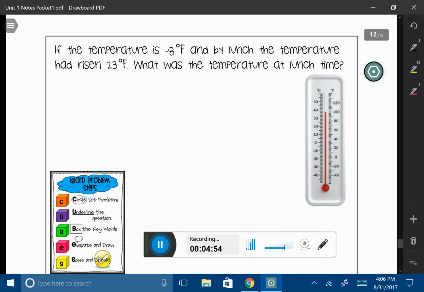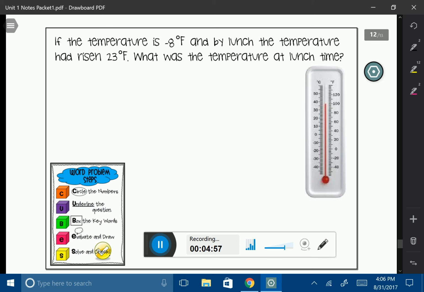Let's try another one. If the temperature is negative 8 degrees Fahrenheit, and by lunch the temperature had risen to 23 degrees Fahrenheit, what was the temperature at lunchtime?